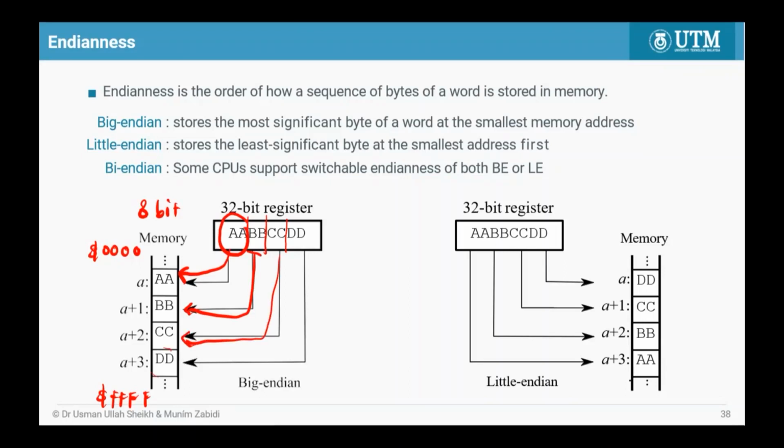Meanwhile for the little endian, again this memory is 8-bit but your register is 32-bit. So what happens here is sama juga, we divide it into 8-bit chunks. We kecilkan this into 8-bit chunks, and then the least significant byte is stored first, followed by the other bytes, and the most significant byte is stored last.